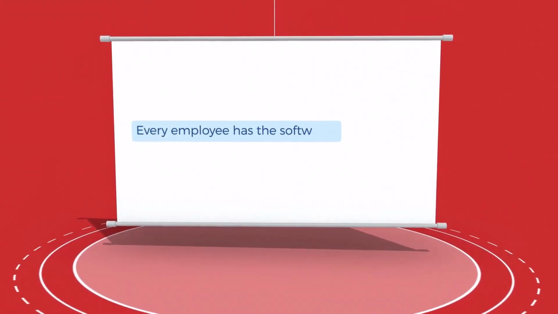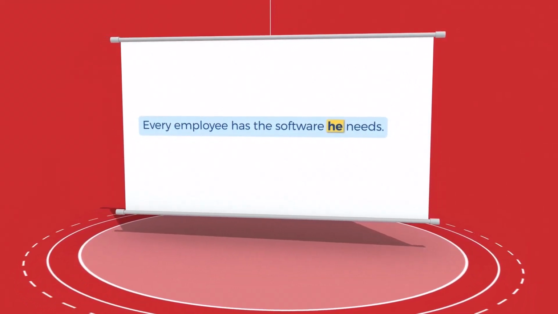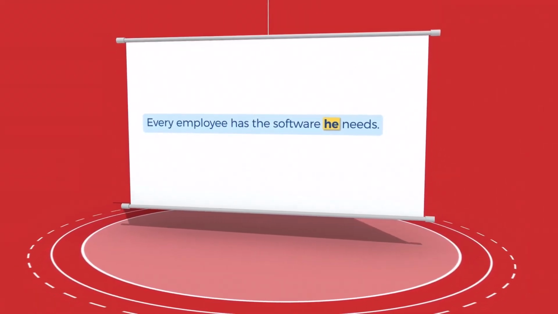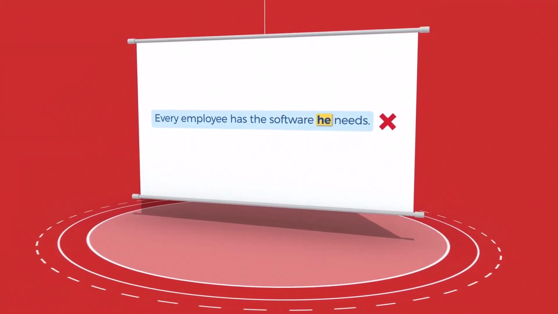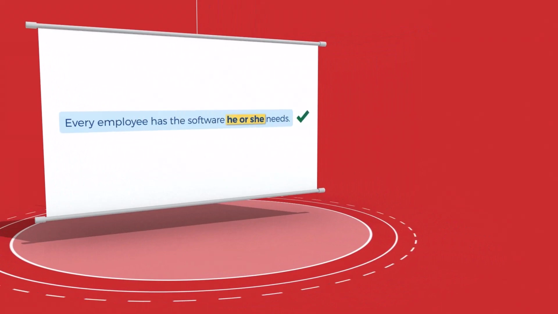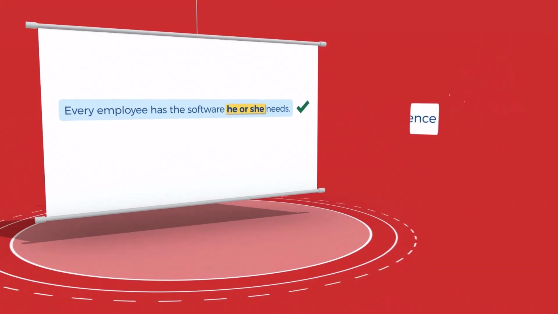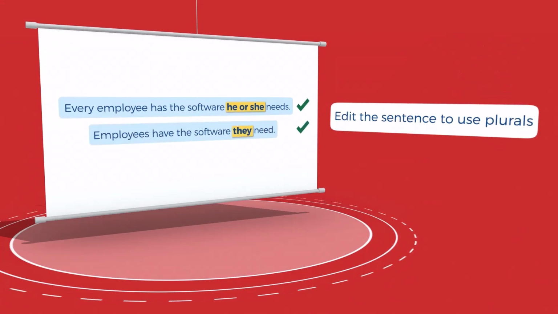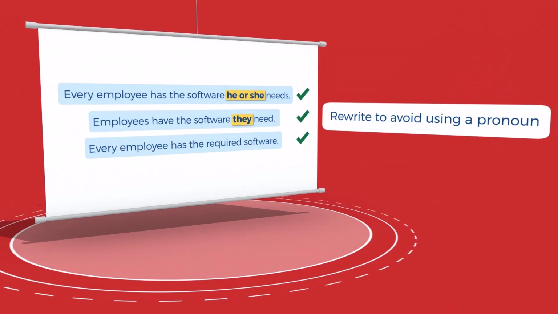Traditionally, a generic he was used if the gender was unknown, or if you were using an indefinite pronoun that included both masculine and feminine genders. Nowadays, though, this is no longer acceptable. To avoid using the generic he, you can include both masculine and feminine pronouns, edit the sentence to use a plural antecedent and pronoun, or rewrite the sentence to avoid using a pronoun.